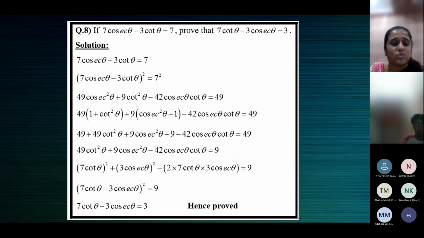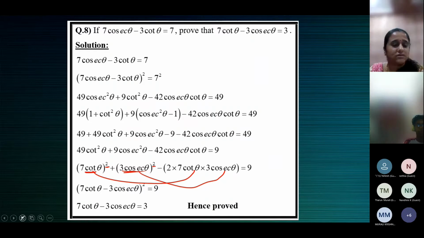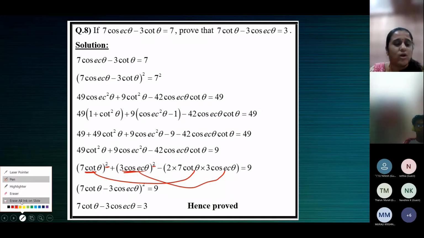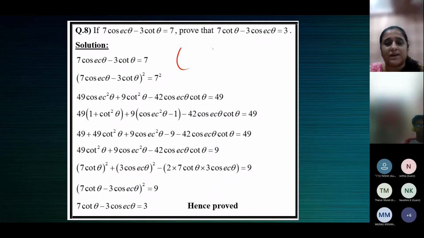So write this as a the whole square plus b the whole square minus 2 into a into b, 2 into 7 cot theta, a into b, 3 cosecant theta. See, if you don't know what to write, just put an empty bracket like this and square. Just put a square. You must get 49 cot square theta. So 7 square is 49 and cot theta, the whole square is cot square theta.